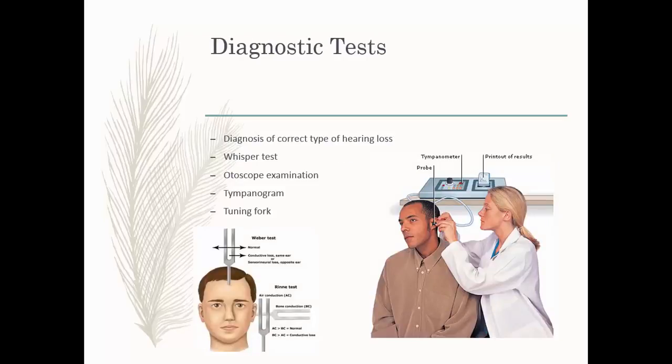All right, diagnostic tests. You want to diagnose the correct type of hearing loss. A lot of times they'll use a whisper test. They may do an otoscope examination. Your tympanogram, which is the picture on the right, they actually insert this probe next to the tympanic membrane, and you get a printout of the results of their hearing, and it's all based on the vibration of the tympanic membrane. Tuning forks are also used to decide what type of hearing loss they have, and that is your Weber and Rinne test.